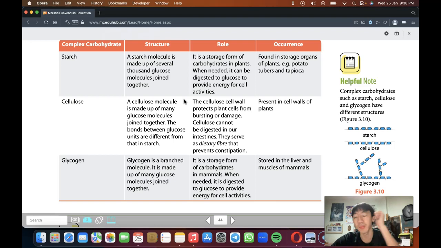It's actually very important because if you don't eat enough of this dietary fiber, then you will get constipation. Constipation is a symptom where your feces is too hard and it is not easily passed out from your body. It's like stuck there, that kind of feel. Okay, so yeah, cellulose is also similar to starch, right? It was just organized in a different way.